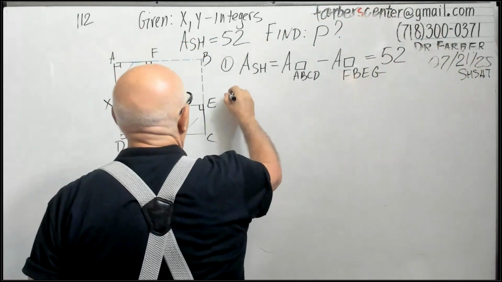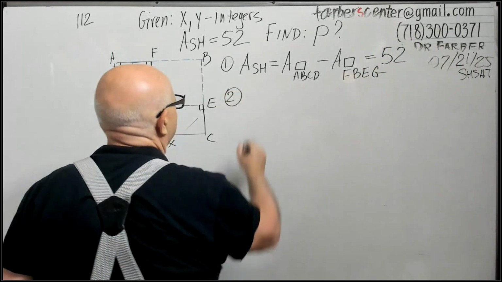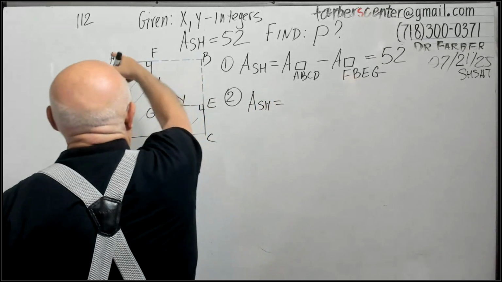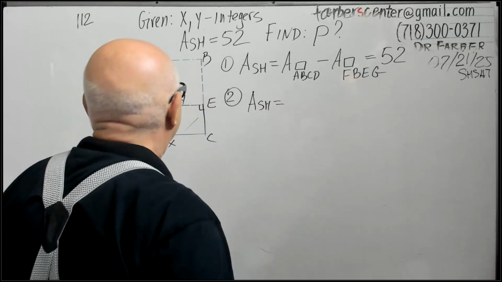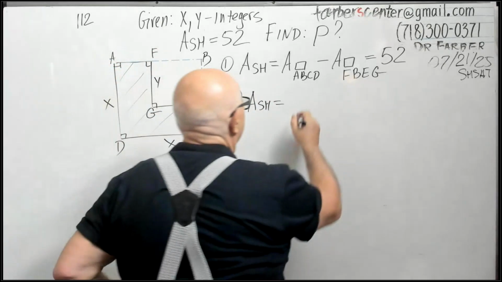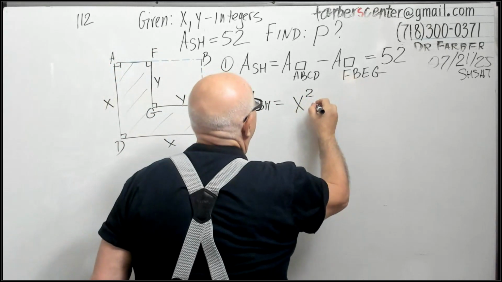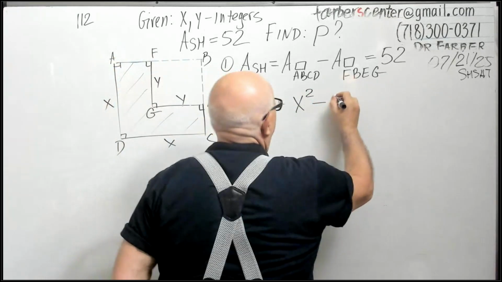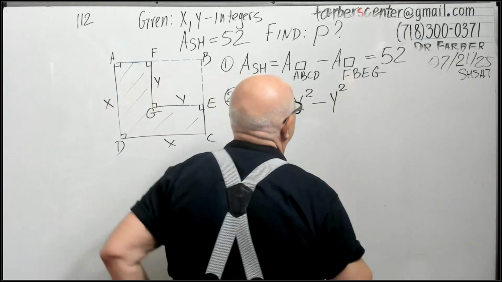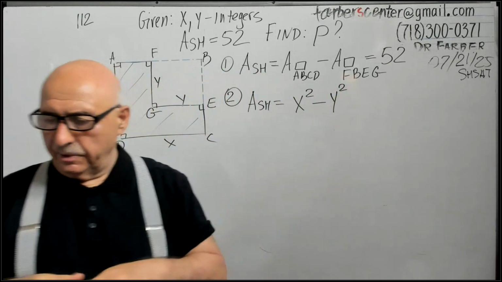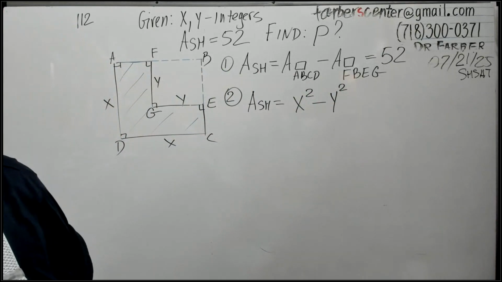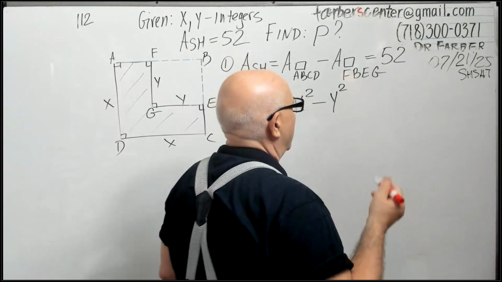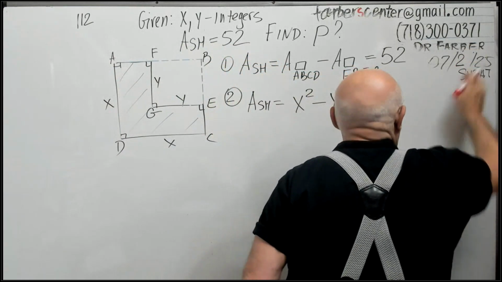So step number 2: incorporate data. Area shaded equals, how to find the area of the large one? x times x, x to the second. How to find the area of the small one? y times y, y to the second. To understand this 100%, let me take a different color. Okay, Karen. But we started with the basics of algebra. Today, not the 21st, by the way, 24th.